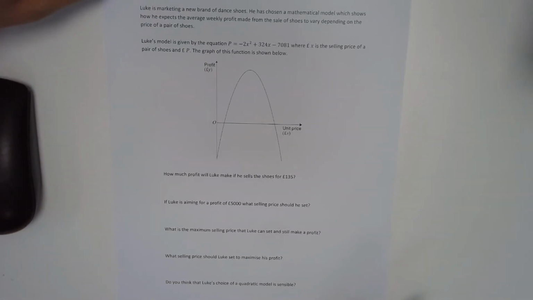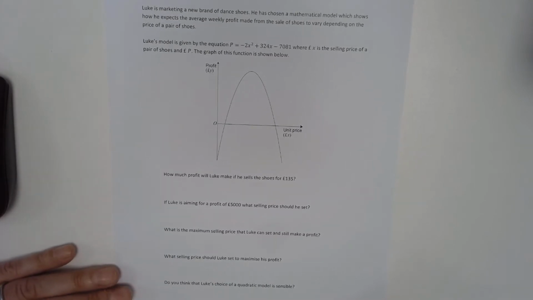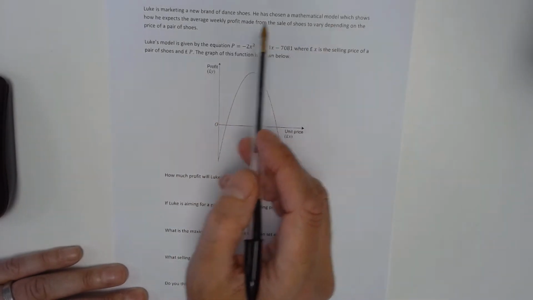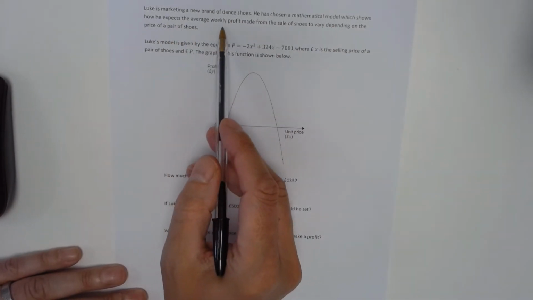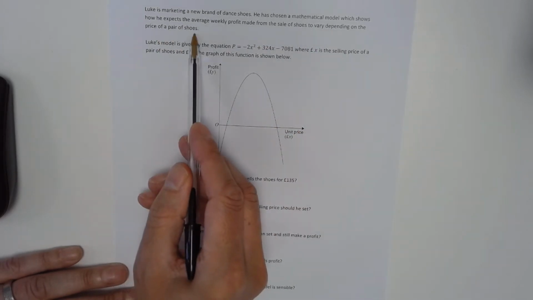Okay, so let's have a look at this question. This is related to quadratic modelling. Luke is marketing a new brand of dance shoes. He's chosen a mathematical model which shows how he expects the average weekly profit made from the sale of shoes to vary depending on the price of shoes.